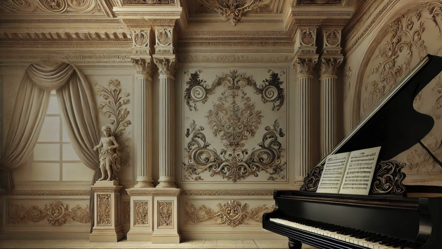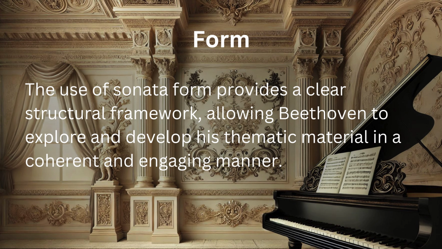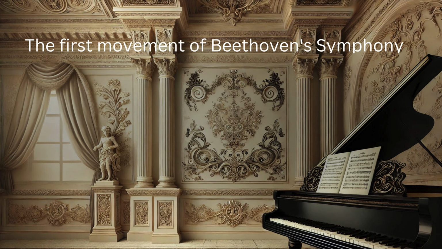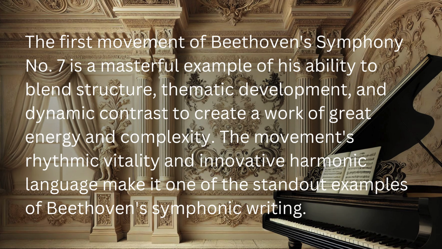the music. The use of sonata form provides a clear structural framework, allowing Beethoven to explore and develop his thematic material in a coherent and engaging manner. The first movement of Beethoven's Seventh Symphony is a masterful example of his ability to blend structure, thematic development, and dynamic contrast to create a work of great energy and complexity.